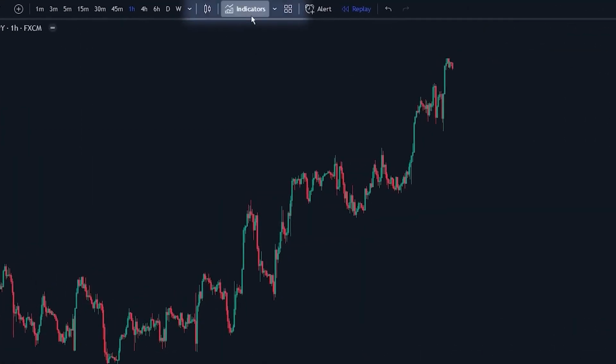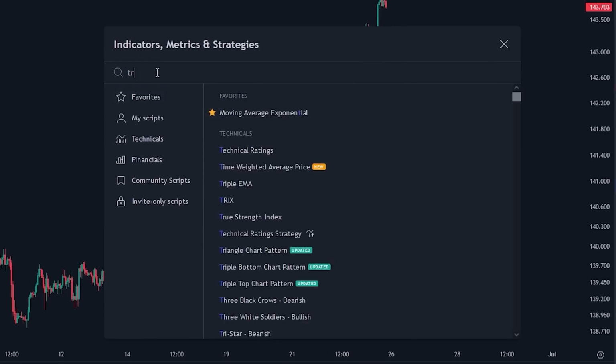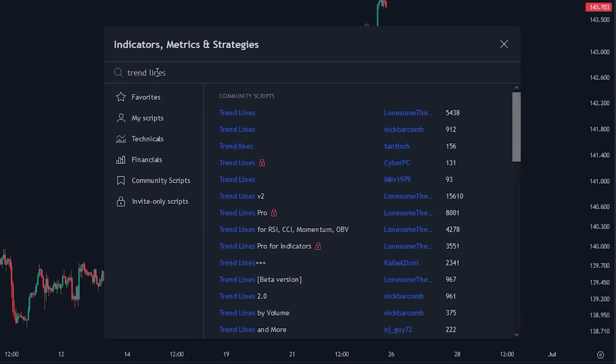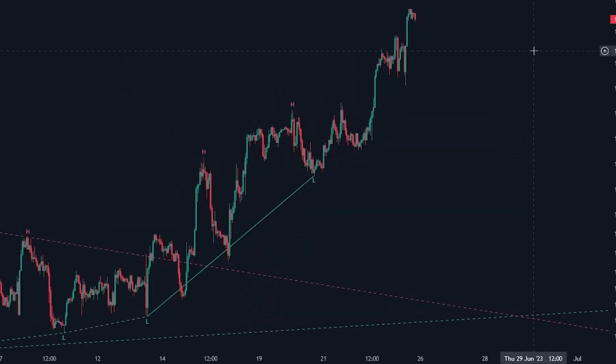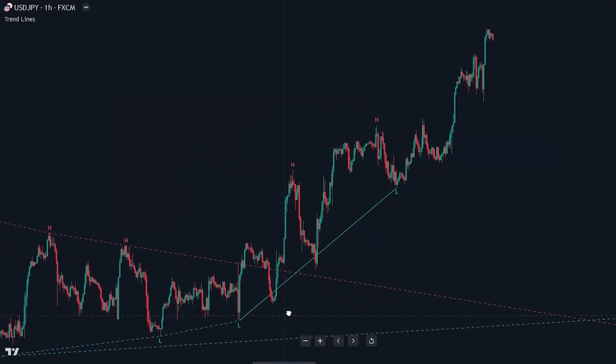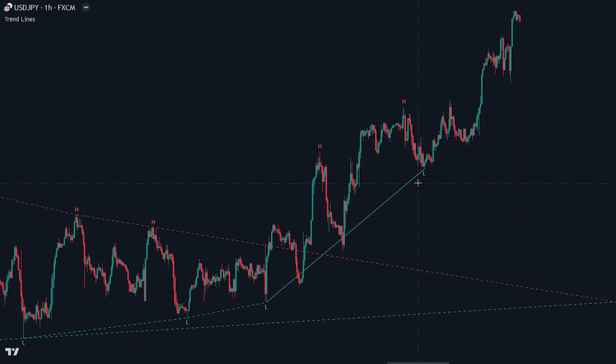Navigate to the Indicator Search tab and search for the Trend Lines indicator. Select this indicator made by Lonesome the Blue and add it to the chart. As you can see, now that we have added the indicator to the chart, we can easily identify trend lines.